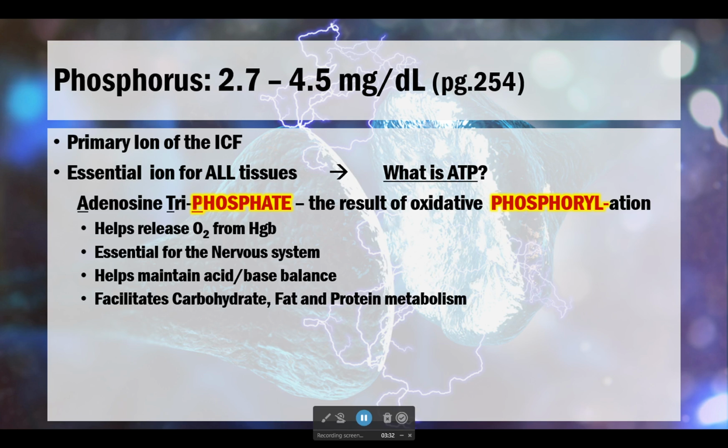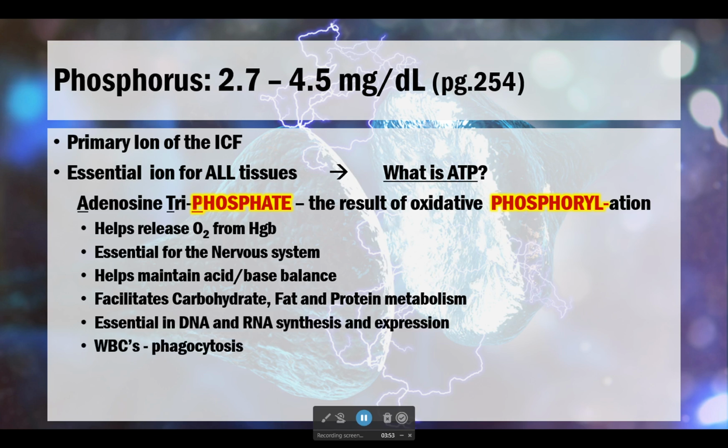Phosphorus is essential for carbohydrate, fat, and protein metabolism. And as you can see, those are all of our dietary requirements. Our bodily source of energy comes from either carbohydrates, fats, or proteins, and that metabolism is dependent upon phosphorus.